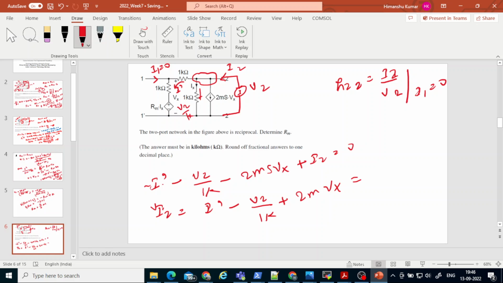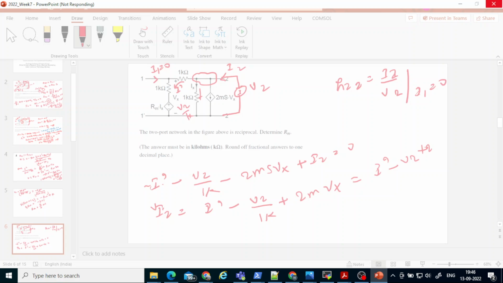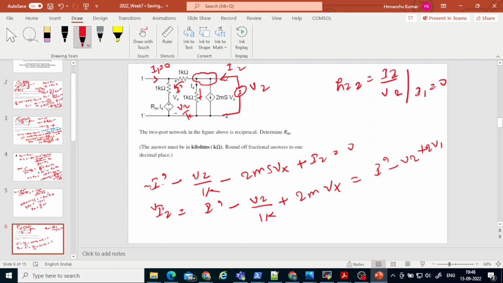So we can replace it: I dash minus V2 plus 2 times V1. This is our I2. Now we need to find the value of I dash. So let's apply the KVL in this loop, this mesh.